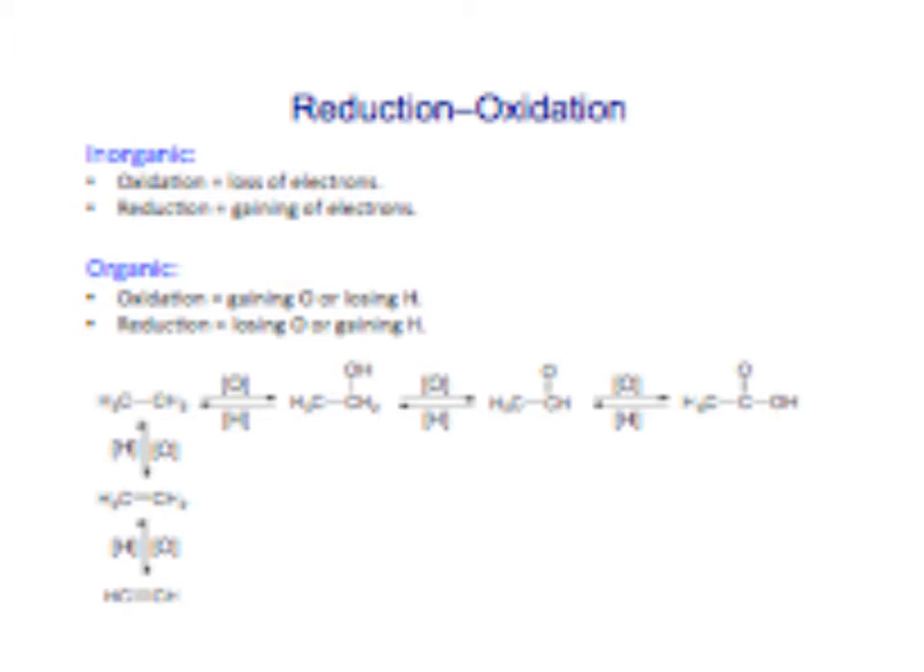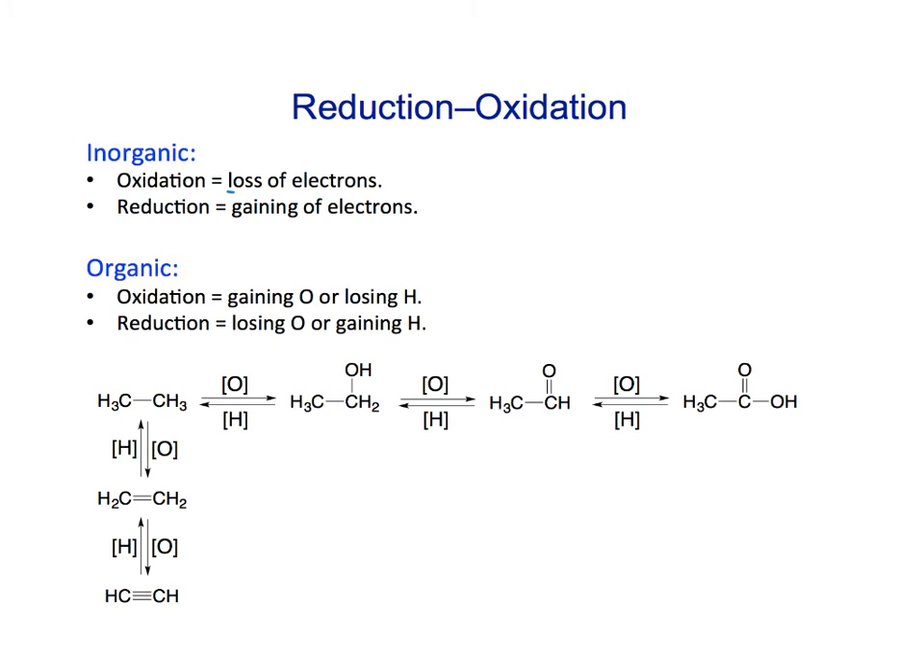In general chemistry, you learn that oxidations involve the loss of electrons. For example, the conversion of iron 2 plus to iron 3 plus involves the loss of an electron. Reductions, alternatively, involve the gaining of electrons. So, for example, fluorine can be converted to fluoride by gaining electrons.